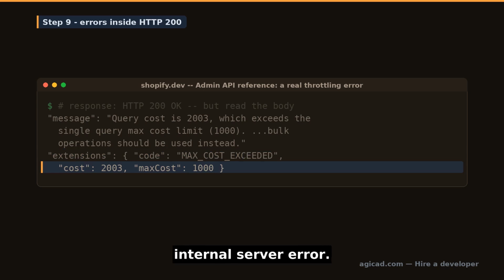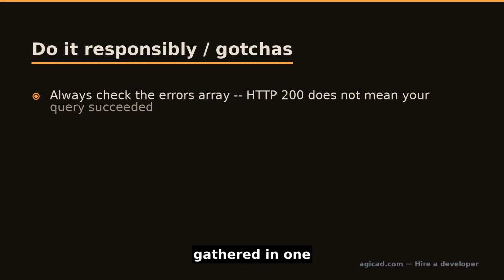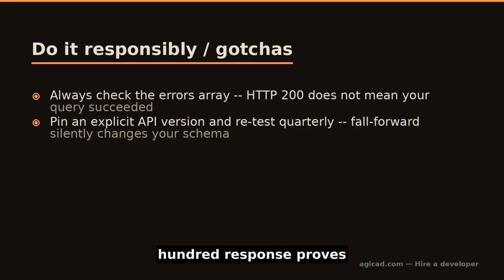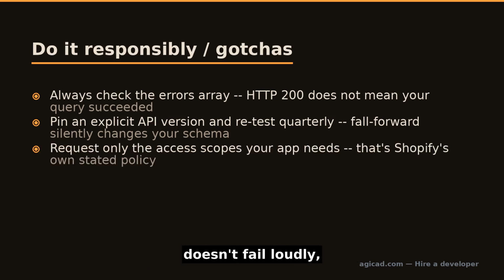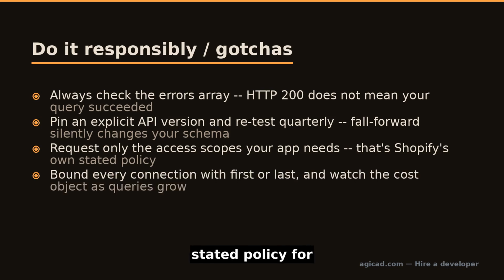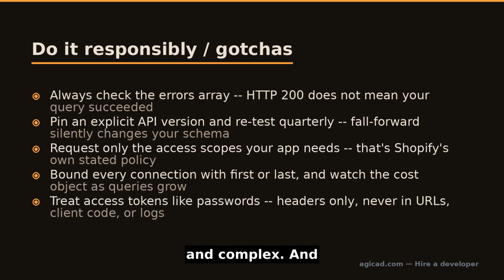The recurring mistakes, gathered in one place. Always check the errors array in the body, because a 200 response proves nothing on this API. Pin an explicit version in your endpoint path and retest each quarter. The fall-forward behavior means an expired version doesn't fail loudly, it silently answers from a newer schema. Request only the access scopes your app actually needs. That's not just hygiene, it's Shopify's own stated policy for keeping the platform secure. Bound every connection with first or last, and keep an eye on the cost object as your queries grow nested and complex. And treat access tokens like the passwords they are. They belong in headers, never in URLs, never in client-side code, never in logs.